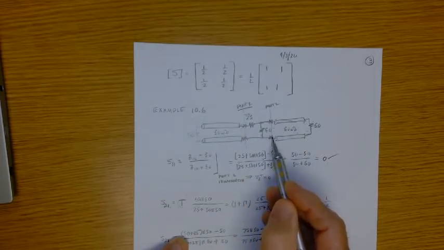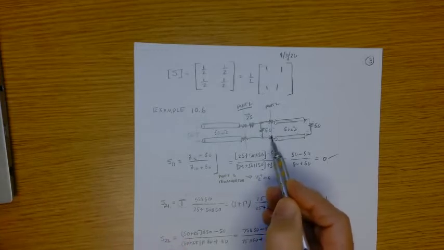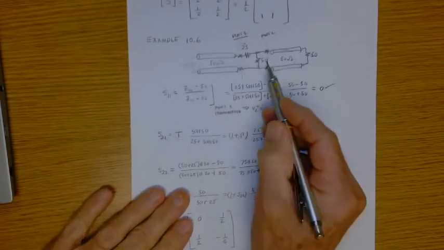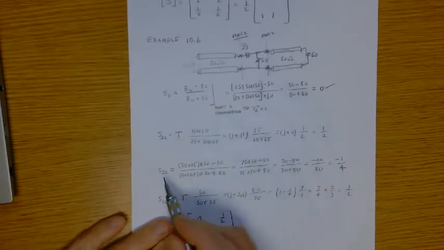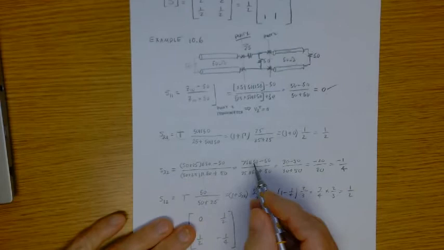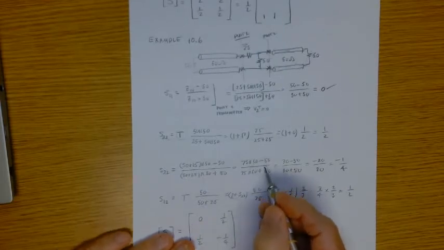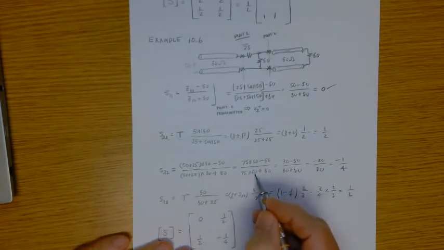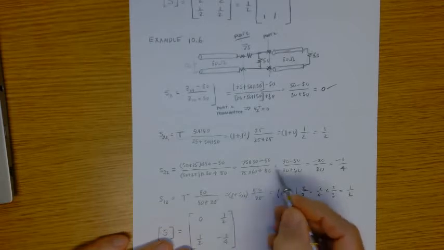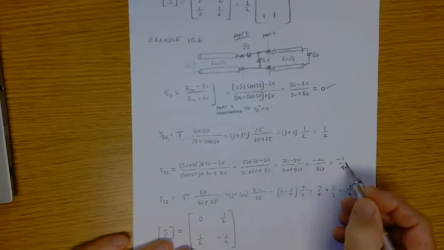And so the input reflection coefficient at port 2, which is S22, is going to be 75 in parallel with 50 minus 50 over 75 in parallel with 50 plus 50, or 30 minus 50 over 30 plus 50, which is minus 1.